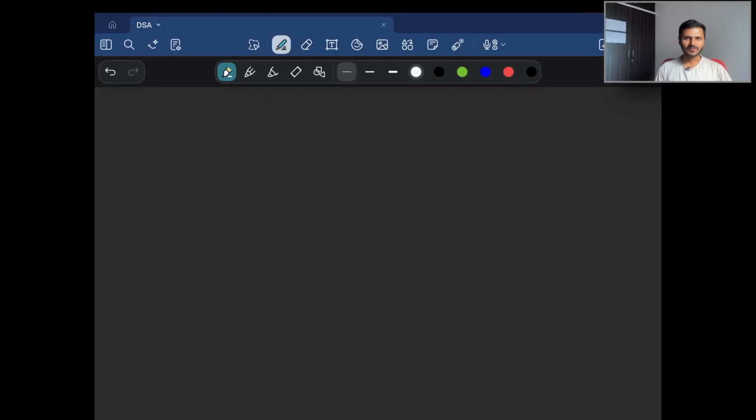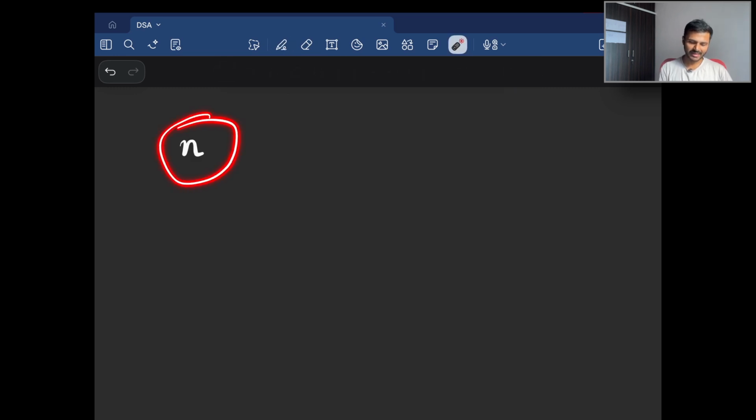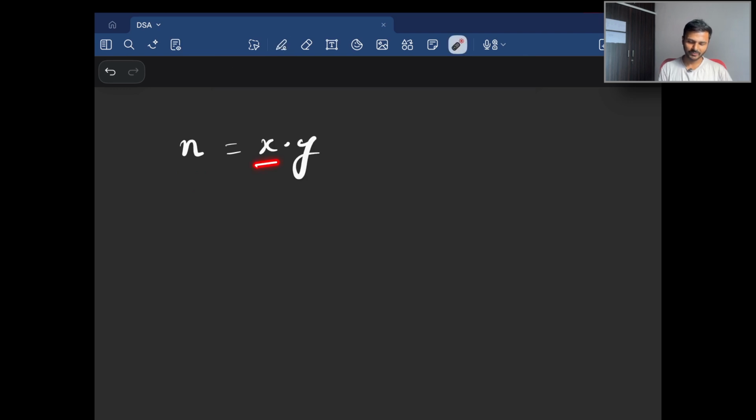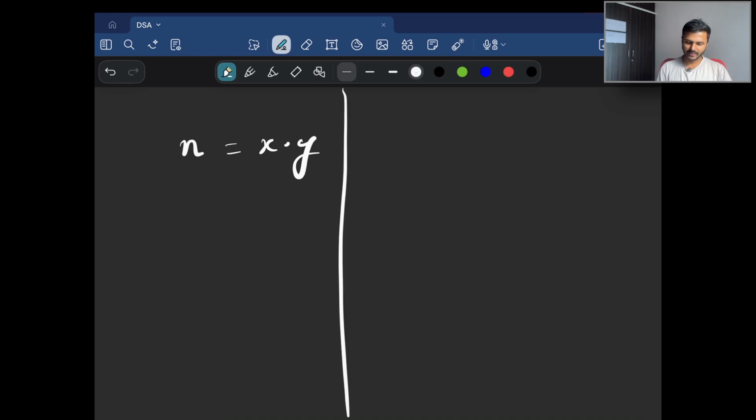Hello there. So to understand why we go till root n, let's take a general integer, say n. Now, since n is an integer, this can be represented as product of two integers, say x and y. And this relation will hold true for all integers. Now, to understand this better, let's take a few examples.